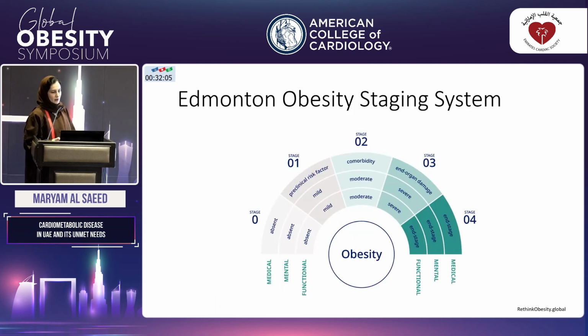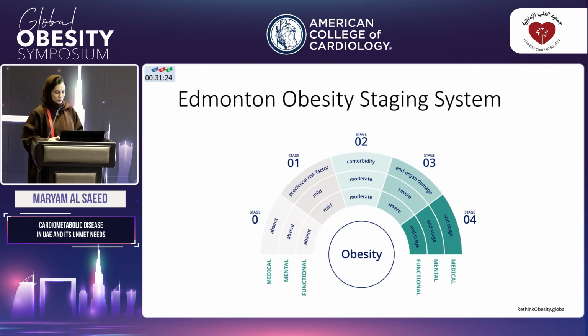So another way, apart from the ABCD system, which was suggested by Jeffrey Mechanic and his colleagues, is from Arya Sharma, so the Edmonton obesity staging system, which also follows a similar way of categorizing individuals with overweight or obesity as having either a stage 0 or a more progressive stage 4. And it's really based on the presence of comorbidities, of metabolic complications, and the severity of those complications, as well as end organ damage. So at the end, you get end organ damage. So really, it's a systemic disease.